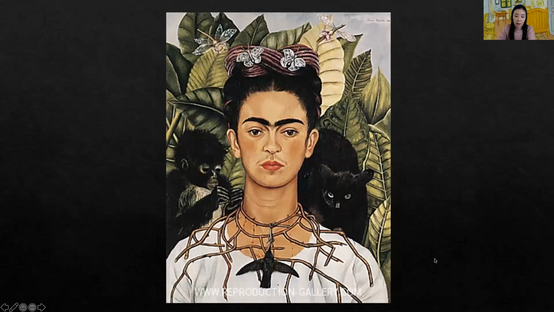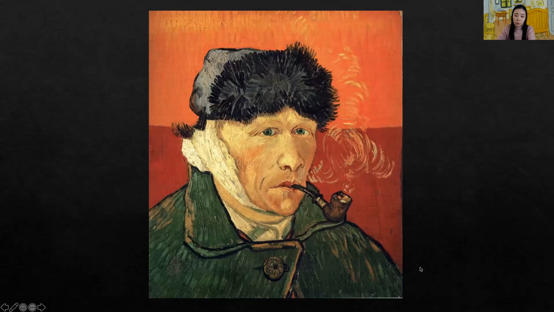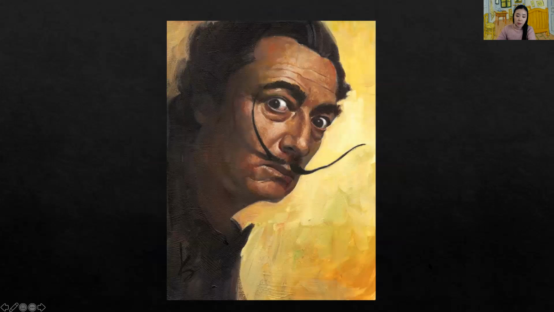And this is Frida Kahlo's self-portrait with an exotic background. And this is Vincent van Gogh's self-portrait. Even though his brushstroke is very bold and rough, this self-portrait is still based on observation, so it can be the representational self-portrait style. And this is Salvador Dali's self-portrait. We learned him on Tuesday, right? When you learned surrealism, the clock painting, the melting clock.